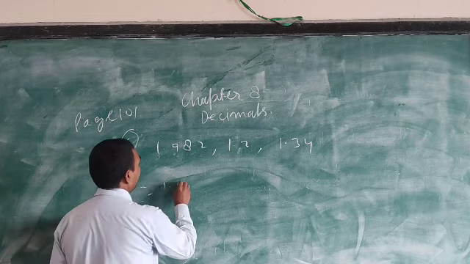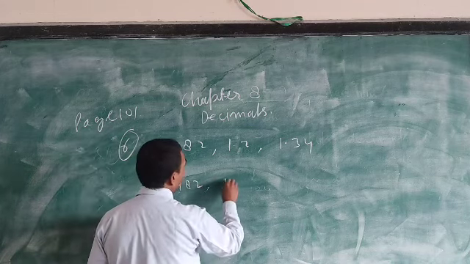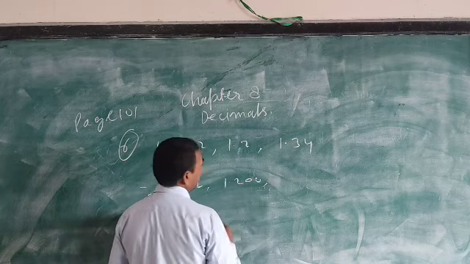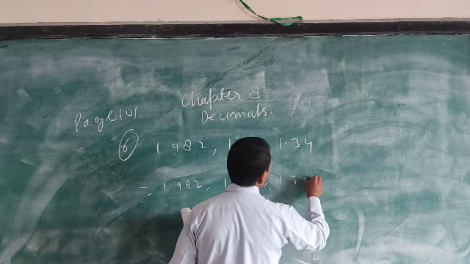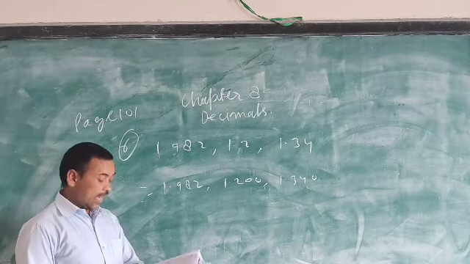So 1.982, no change for this decimal number. This 1.2 can be written as 1.200, and 1.34 as 1.340. So now they are like decimals.